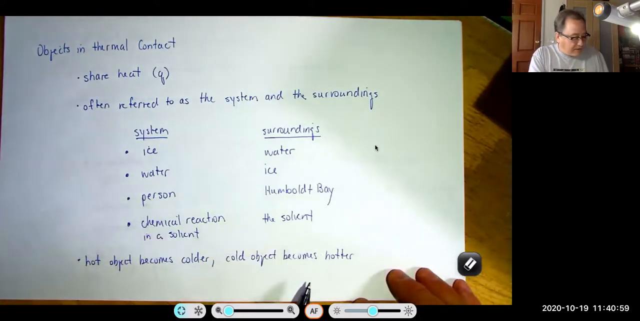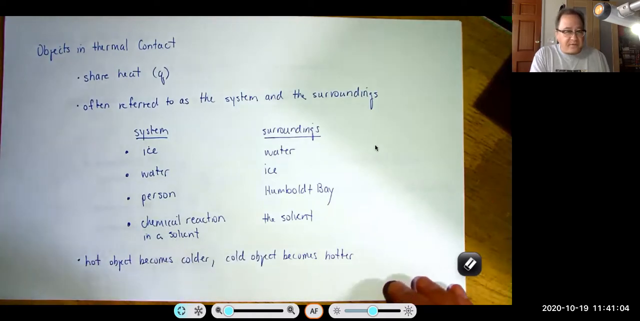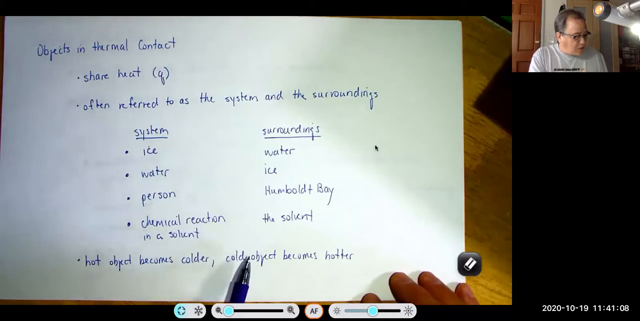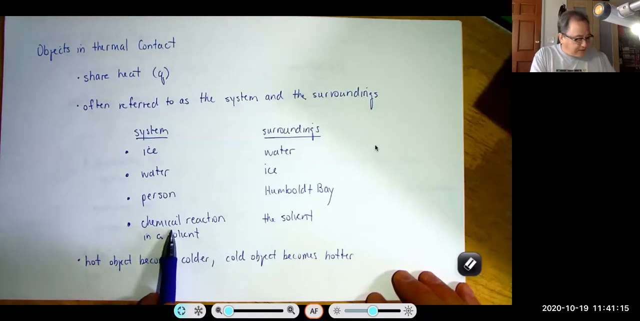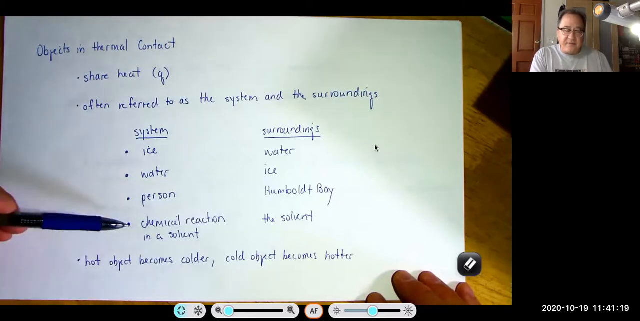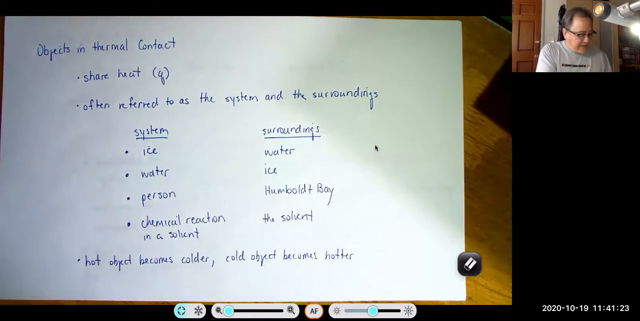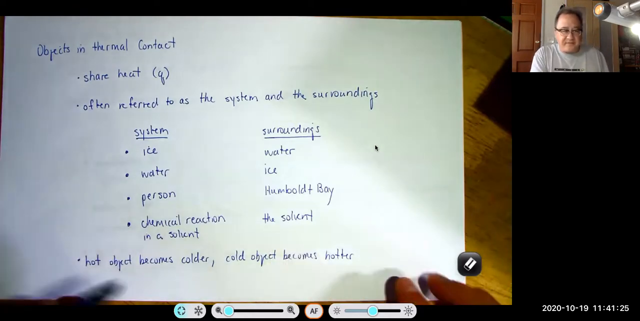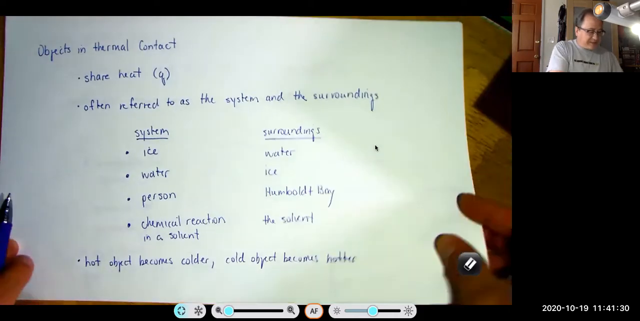So what's going to happen with these two things? They'll come to thermal equilibrium eventually. And that means that the person will be very cold because they can't warm up the Humboldt Bay. It could be a chemical reaction. A lot of times, and this is the hard one for people to understand, the system is something that's not tangible, but rather it's an event. So a chemical reaction can produce heat, and that heat can warm up the solvent. Okay? All right. So that's system and the surroundings.